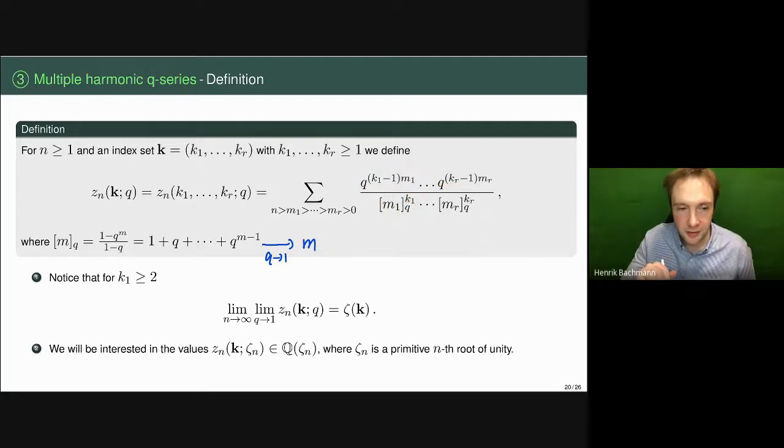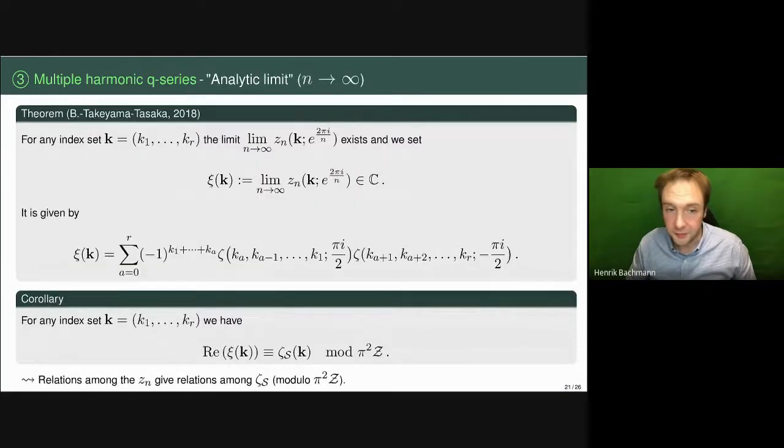But what we want to do now is to not send q and n independently to something. We want to combine them by saying that q is an nth root of unity, and then they are somehow connected by this n. And then we want to see what happens if we then send n to infinity. And then we will see that we will actually get these symmetric multiple zeta values.